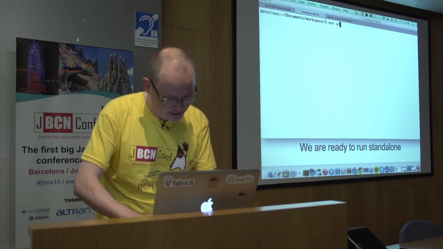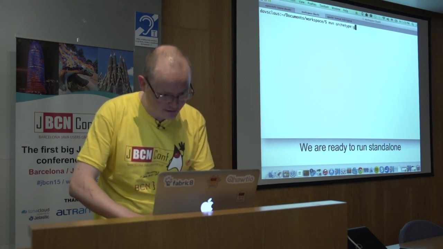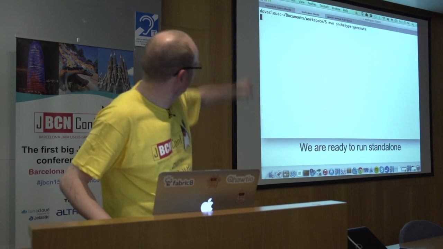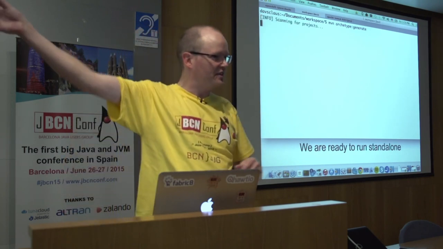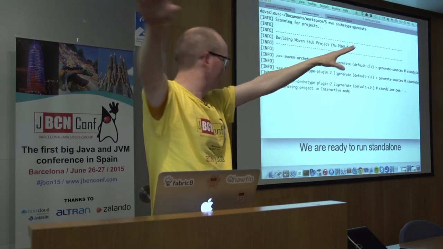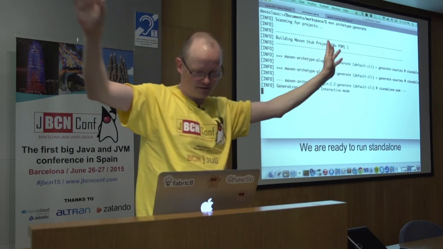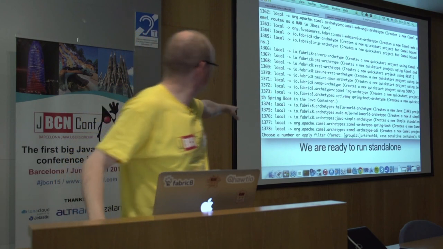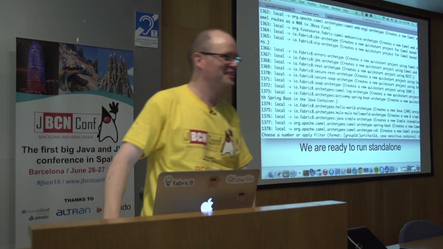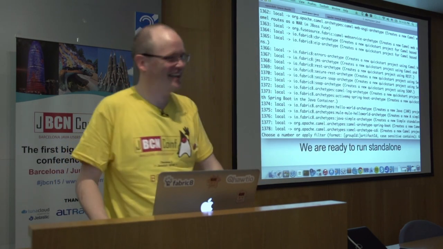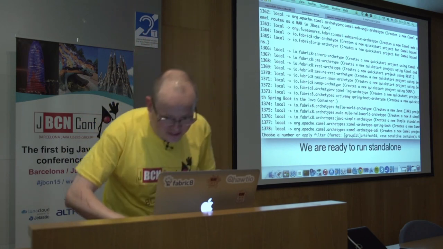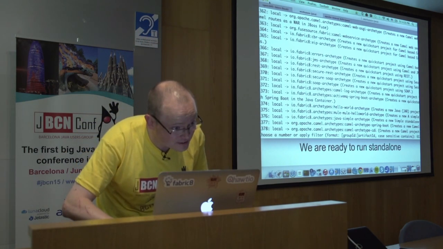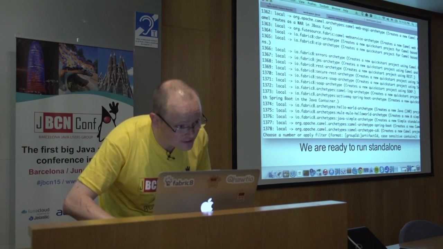So here I have a shell, I type Maven archetype generate. Now it goes online on the internet, finds all the known Maven archetypes to mankind, and then lists them on your shell. It takes a little while, depending on the Wi-Fi. Yes, here it is, 1,378. I'm not sure you can see it on the screen. Sorry, let me make it a little smaller then.